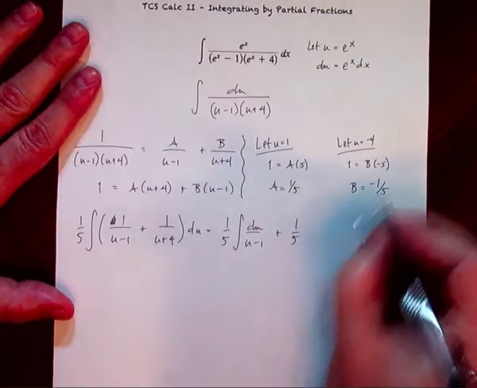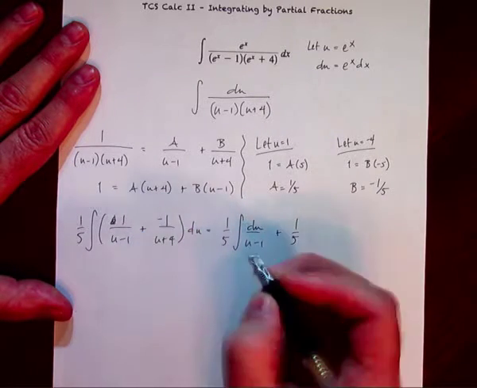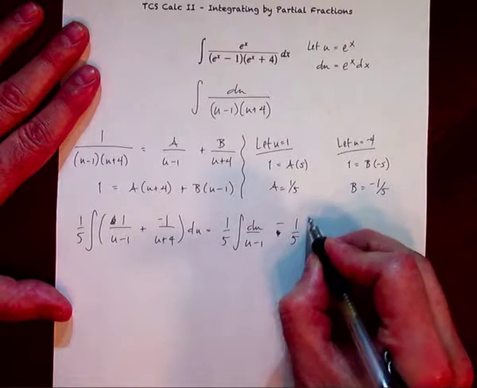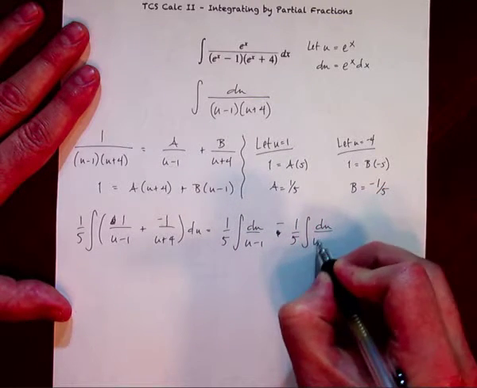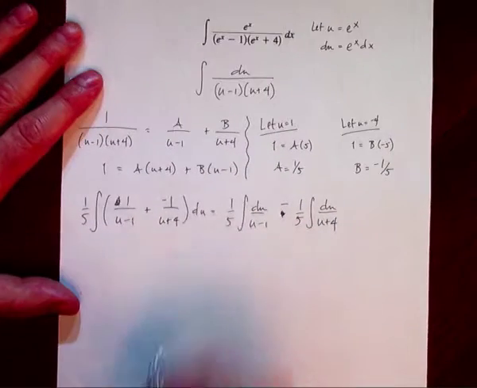Oh, so that's supposed to be negative, right? This right here should be negative, so that should actually be a minus sign because b was negative. Sorry about that. Little snafu. U plus 4. Now from here, the integration is really easy.